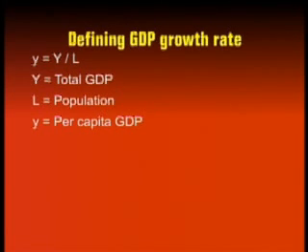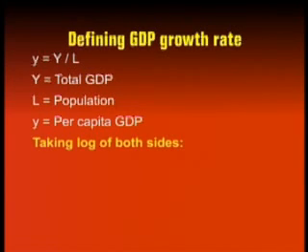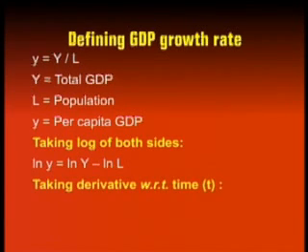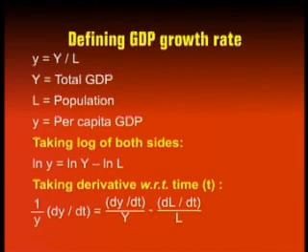Now, in order to get the growth rate relationship, we can take natural logs of both sides. That will give you ln y is equal to ln capital Y minus ln L. A simple relationship in logarithmic form. Then you can differentiate both sides with respect to time. And what do you get if you do that? Well, you'll simply get (dy/dt) divided by y is equal to (dY/dt) divided by capital Y minus (dL/dt) divided by L. So that's the relationship that you get after differentiating.